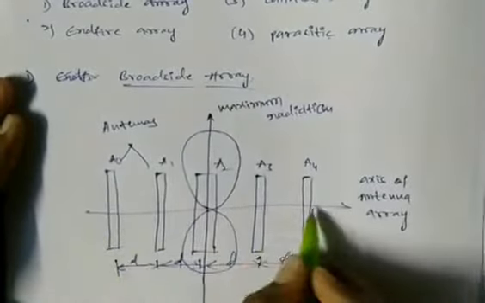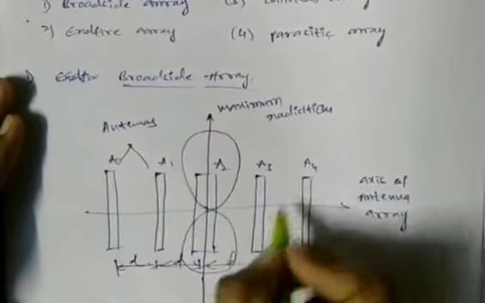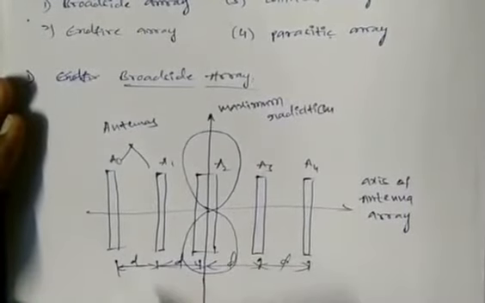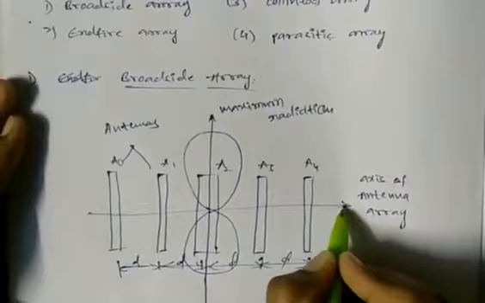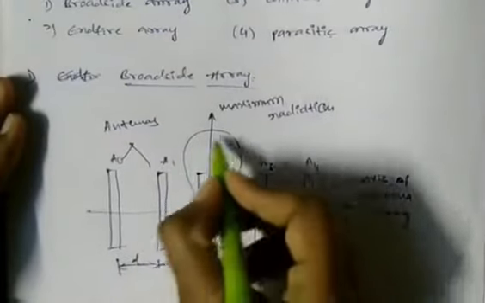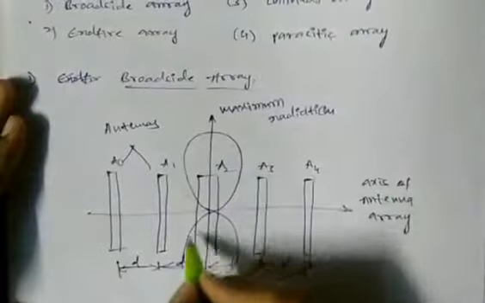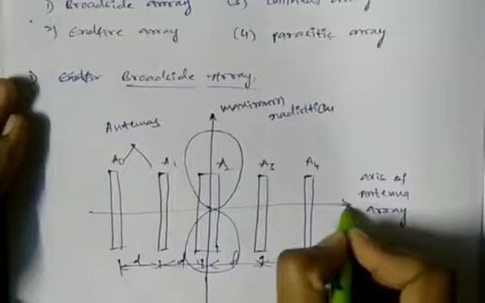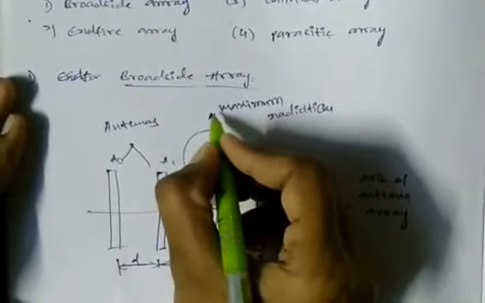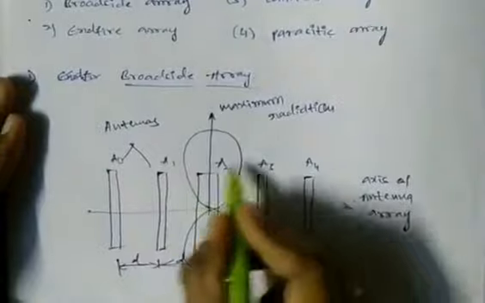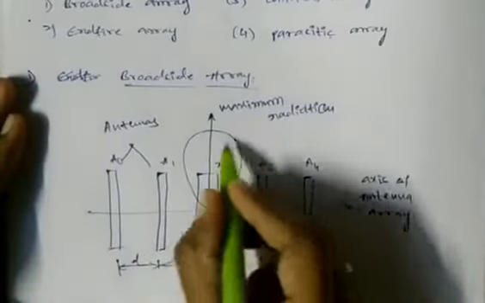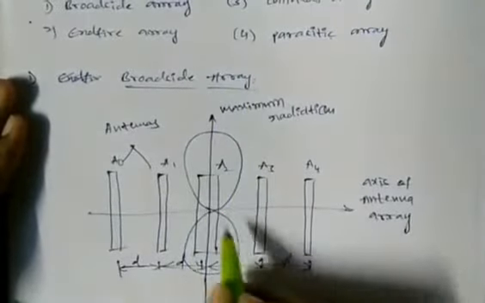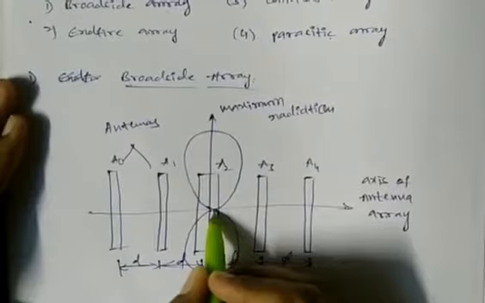In this broadside array, all the antennas are parallel to each other and the spacing between the antennas is D. Here in this broadside array, the maximum radiation exists perpendicular to the axis of the antenna array. This one is the axis of the array. So perpendicular to the axis of the array, the maximum radiation is possible, and in the broadside array the maximum radiation is bidirectional.